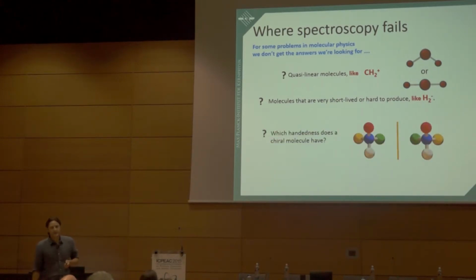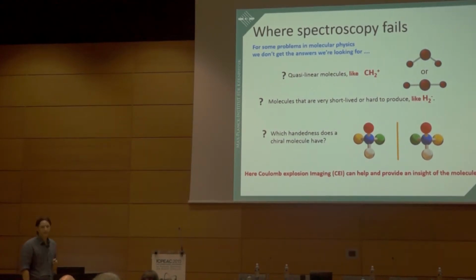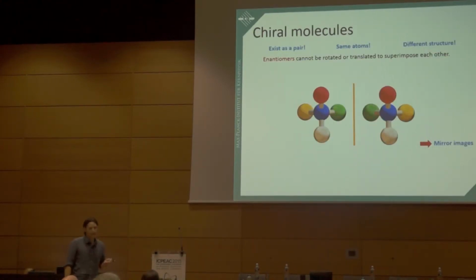Also, which handedness does a chiral molecule have? This you cannot answer easily via spectroscopy. And at this point, Coulomb explosion imaging can help you and provide you with an insight into the structure of the molecule. So what are chiral molecules?